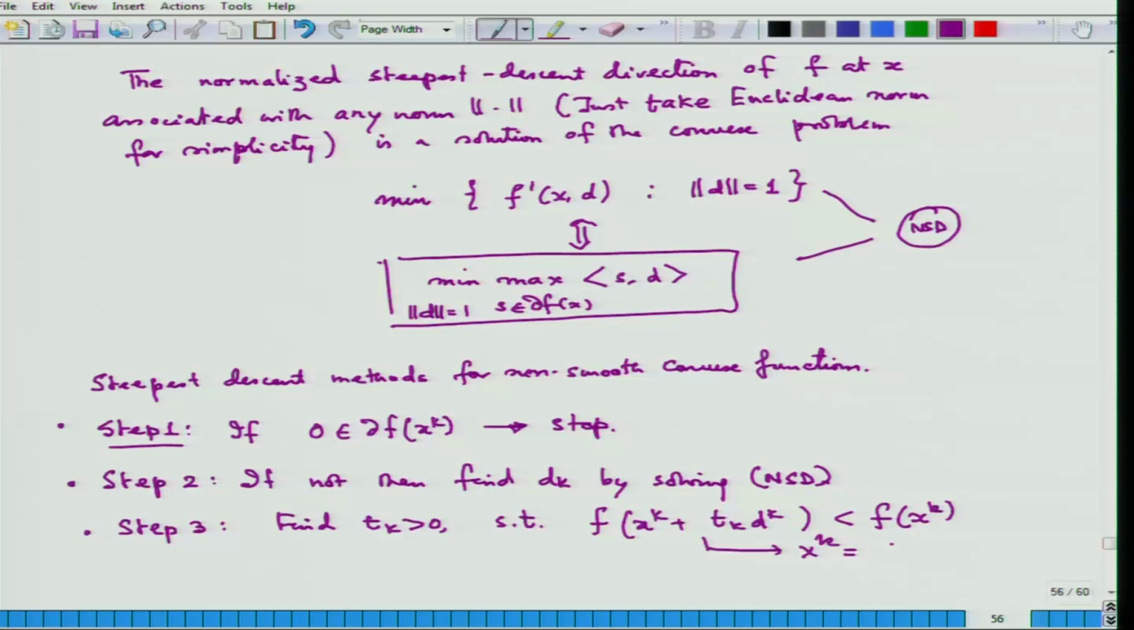So, this whole thing is written as xk plus 1, and xk plus 1 is xk plus tk. Step 4: replace k plus 1 by k, go to step 1.